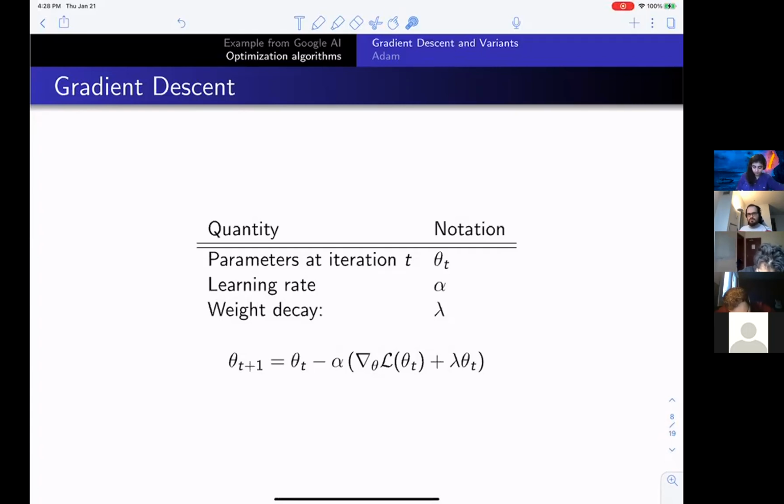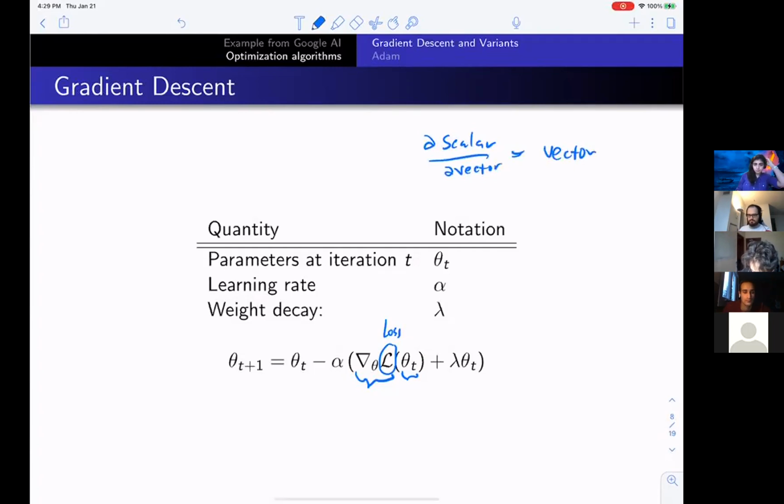So what does gradient descent do? Gradient descent descends in the gradient direction, right? So here's the equation for what gradient descent does. It takes the loss function, which is a scalar, right? And it calculates the derivative with respect to all the parameters at the current point theta t. So remember, the parameters are a vector of all the parameters. And so the derivative of the loss with respect to the parameters is also a vector. So if you're differentiating a scalar with respect to a vector, you get something which is a vector, right?